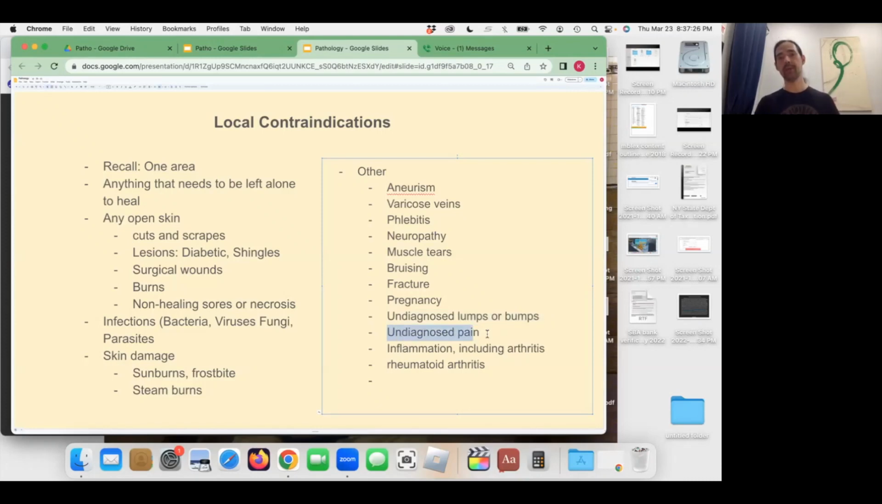Okay, undiagnosed pain. This phrase, undiagnosed pain, isn't that what we treat? Don't we treat people who are having pain who haven't had a diagnosis? Well, you'll learn. But for the purposes of the MBLEX, undiagnosed pain, local contraindication, inflammation, including arthritis.